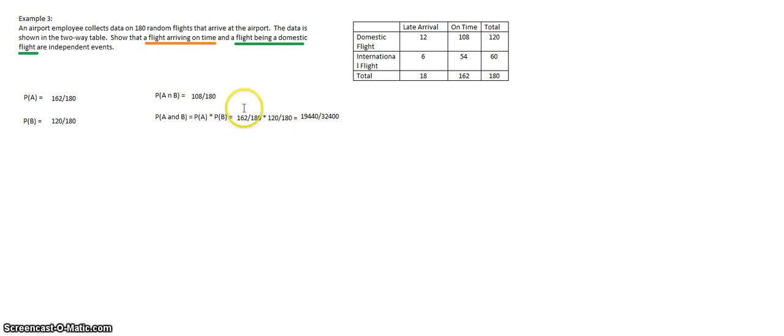Right now, if I look at these two numbers, it doesn't appear that these are independent events. What I need to do is reduce both of these fractions down. If I reduce this fraction down, I get 3 over 5. And if I reduce this fraction down, I also get 3 over 5. So that is telling me that these two events are independent. Just because my flight arrives on time does not mean that it's a domestic flight. And just because I have a domestic flight does not mean that I'm going to arrive on time. So that's what independent events are telling us in this problem.